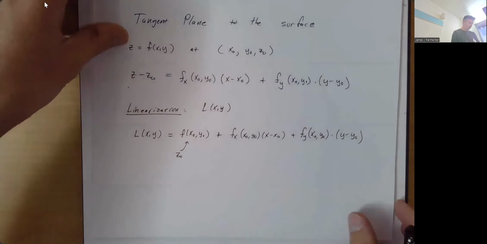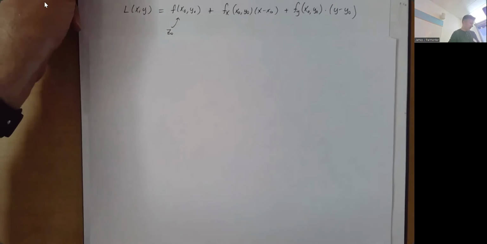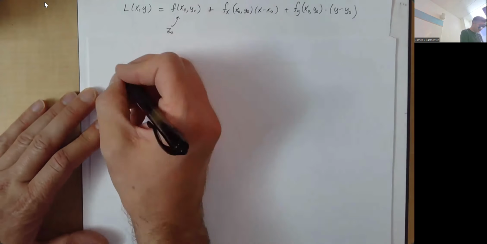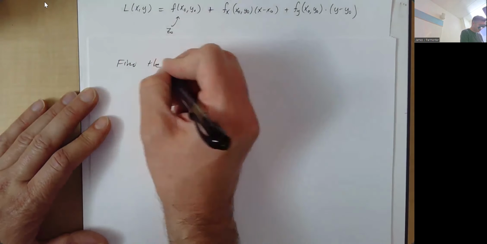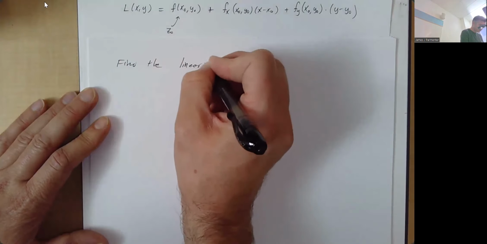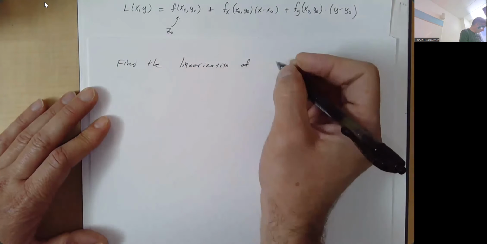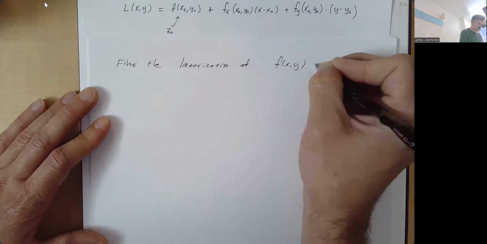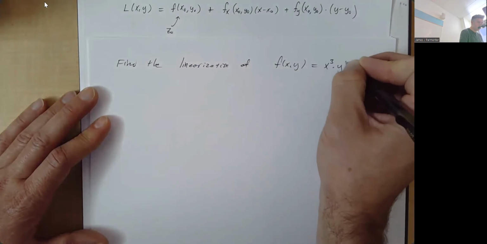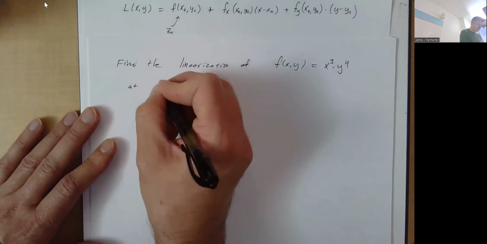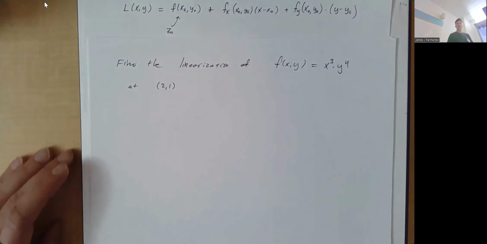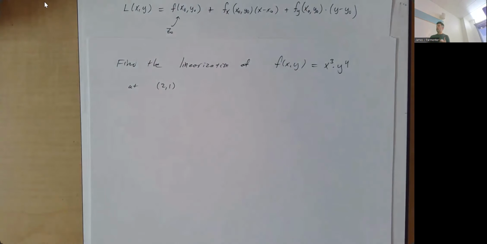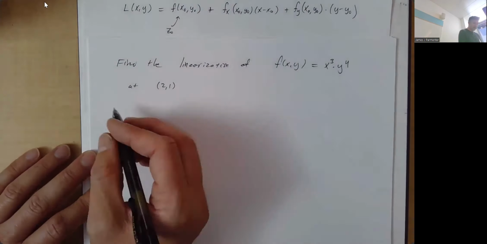So let's say we've got the following. Let's find the linearization of f of x y equal to x cubed times y to the fourth at the point 2, 1. So what you should be thinking of, right, is we're finding the equation of the tangent plane. This surface has, at this point, a plane that is tangent to it. The process is not terrible.